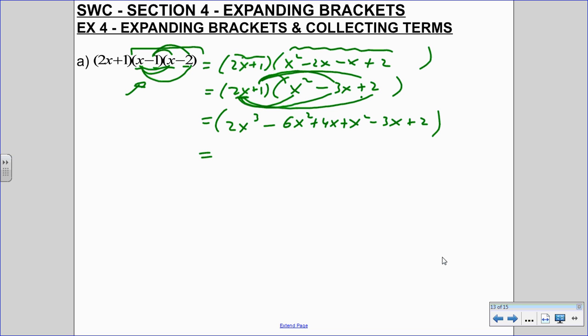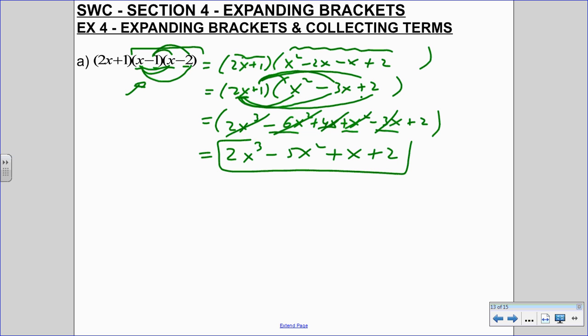And then we'll collect terms again. So 2x cubed is the only x cubed. That's all good. Minus 6x squared plus x squared, that's minus 5x squared. And you can just tick them off as you go. 4x take minus 3x, so that's going to have to be plus x. Take them off and go, and I'm left with a number. Great. And that's what I expected, a cubic, because I've got x here and x here and x here, so I expect an x cubed.